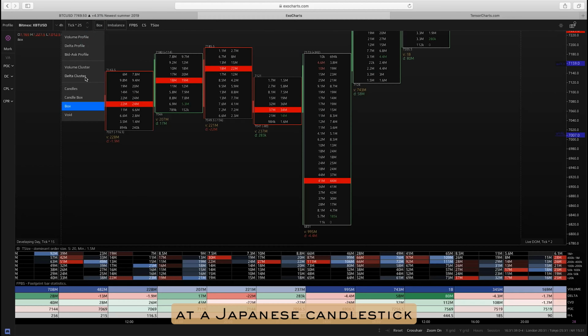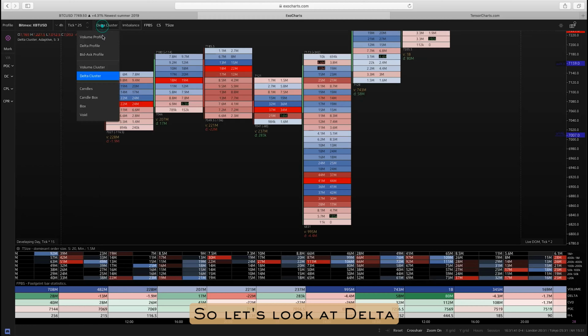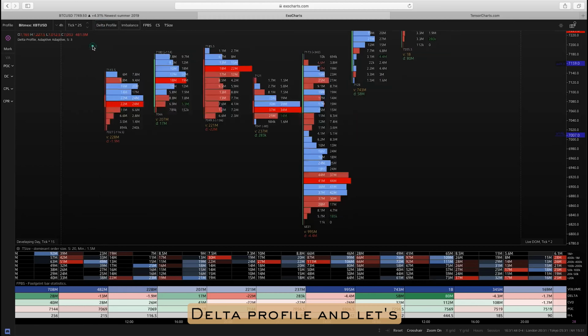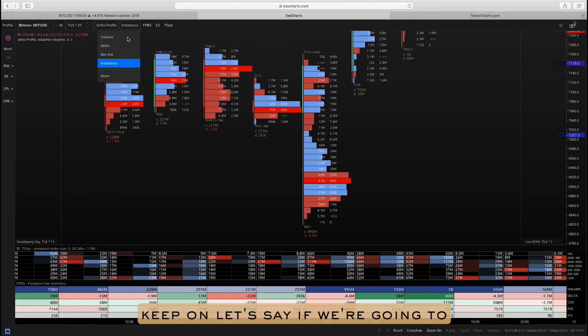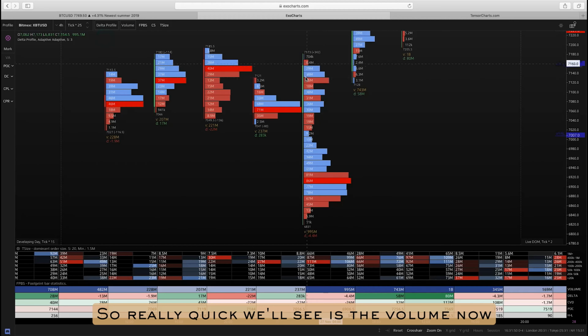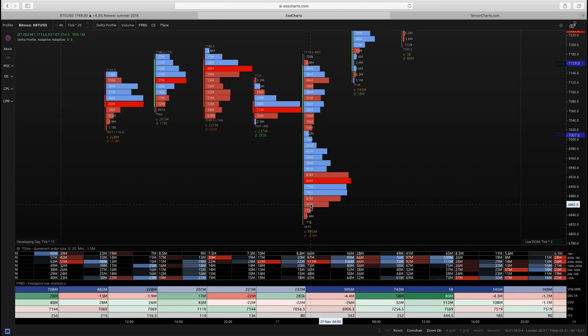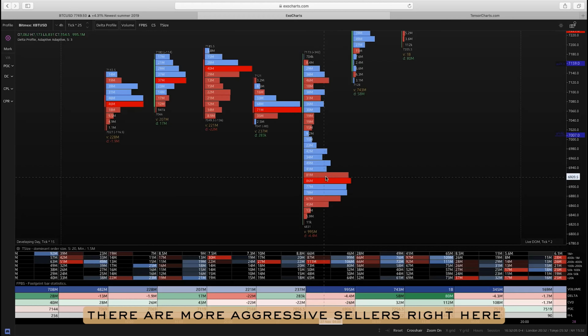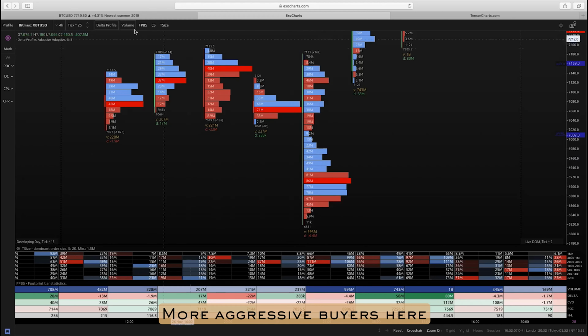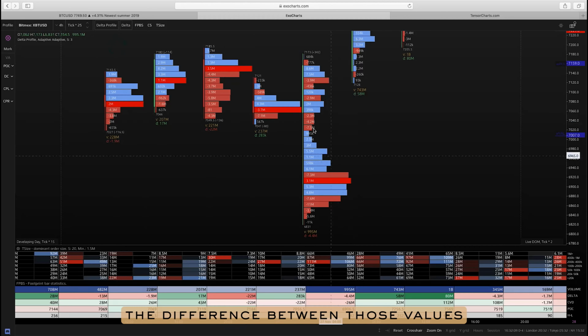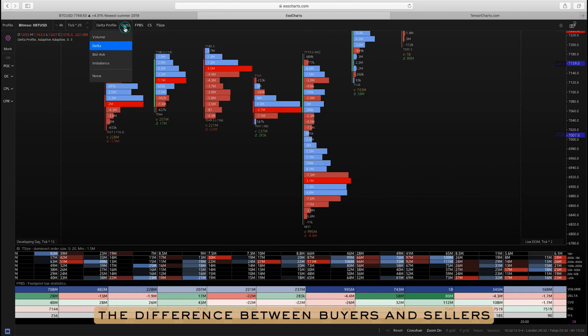Again, this is all of the inside-the-box information that you cannot identify by just looking at a Japanese candlestick. So let's look at delta profile. Really quick, what we'll see is the volume, so it'll show you again that the dominant portion of the volume is traded down here. Now you can see the volume for this area: 77 million, 78 million, 86, 81. This means that there were more aggressive sellers right here, more aggressive buyers here, more aggressive buyers here. Now the delta is the difference between those values, so the difference between buyers and sellers.